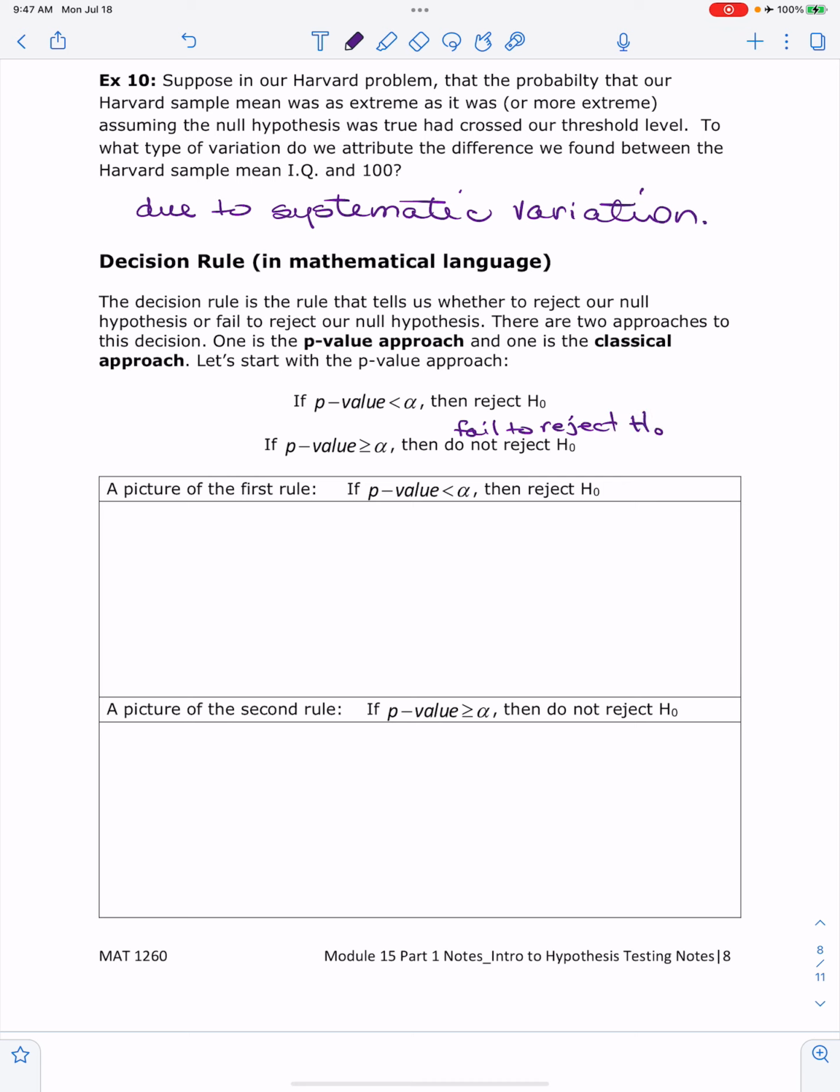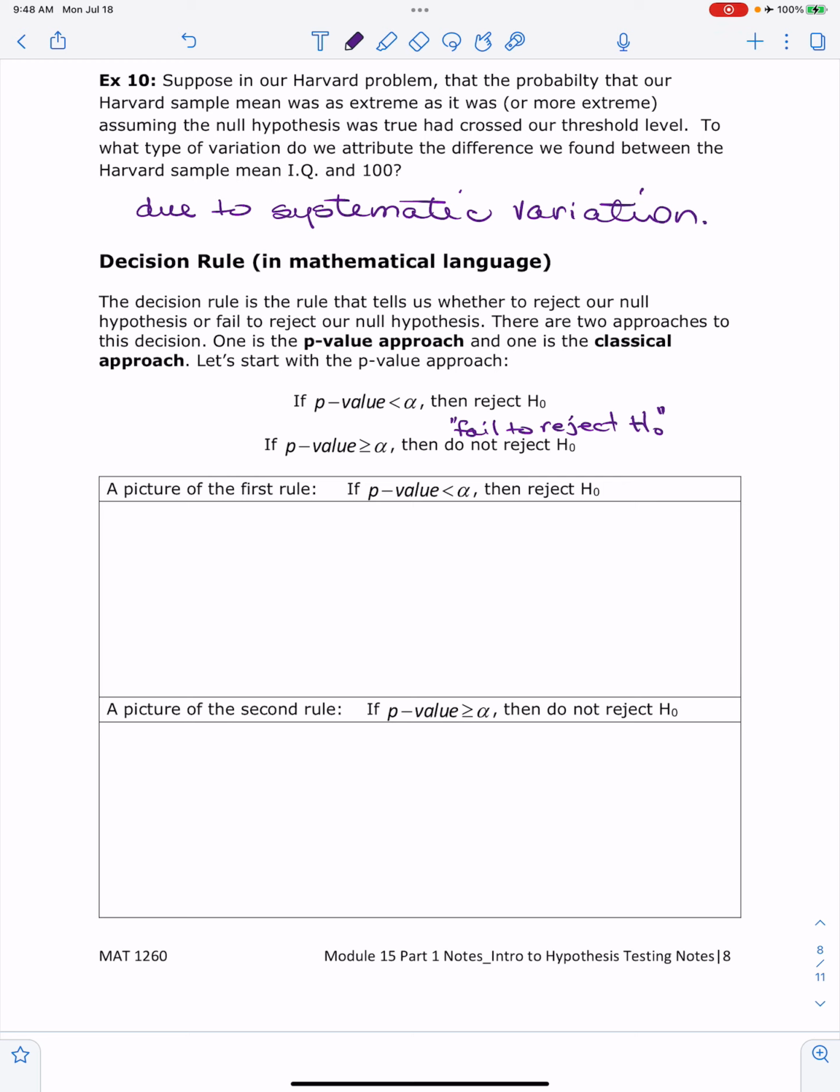I think what makes it weird is it feels like we've got a double negative, and we do, but we don't ever say we're going to accept one of our hypotheses. We do not ever accept H naught or ever accept our alternate hypothesis. We reject or fail to reject. Okay? So the decision rule tells us whether to reject the null hypothesis or not.